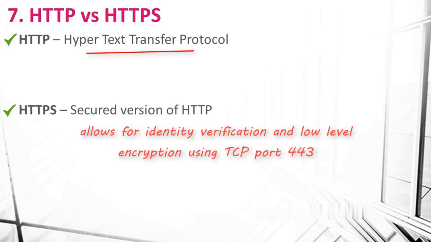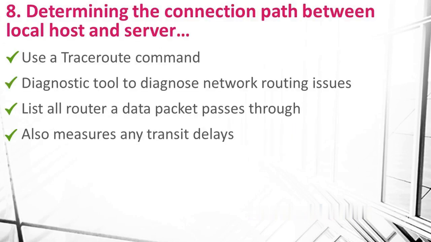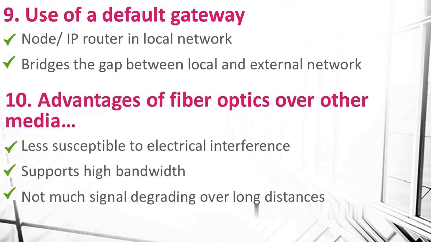Okay, moving on to question number 8. Well, this may look to be a little practical question, but it is very simple. And the question is, how would you determine the connection path between localhost and a server? To answer this question, you can say, you can determine the connection path between your computers to the destination server using traceroute command. It is actually a network diagnostic tool that is used to diagnose the network routing issues. It lists all the routers that the data packet passes through until it reaches its destination. And it also measures any transit delays.